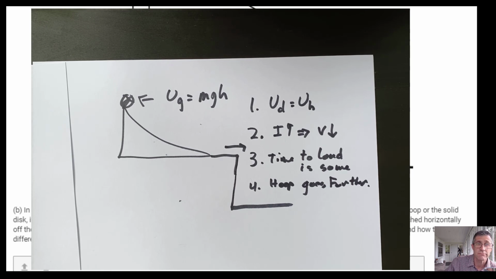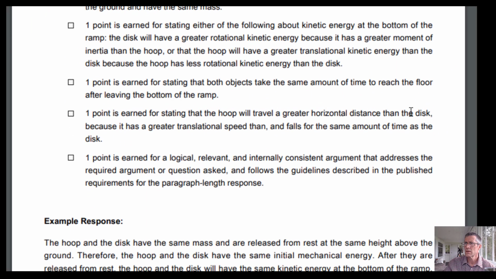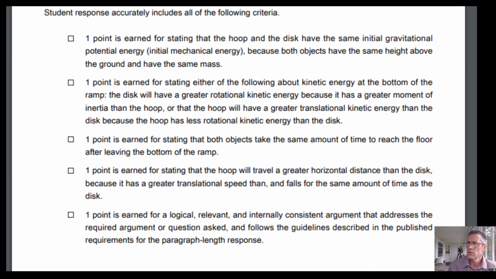Here's the point breakdown. One point earned for saying the hoop and the disk have the same initial gravitational potential energy. One point is earned for stating that the disk is going to have greater rotational kinetic energy. One point for stating both take the same amount of time, and one point for stating that the hoop's going to travel further, and then one point for stating it well enough.